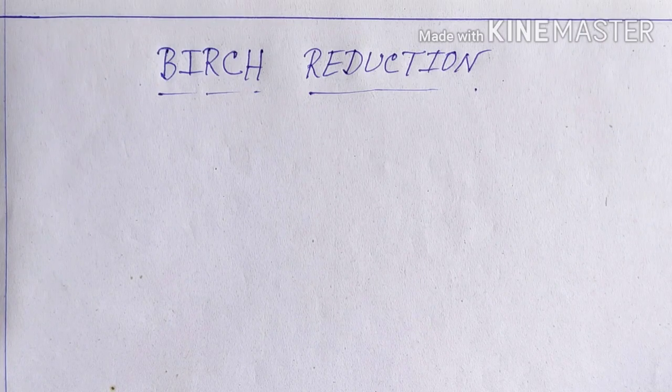In this topic I will mainly discuss a very interesting organic reaction which is known as Birch reduction. In my previous video I discussed magnetic anisotropy, which is another interesting chapter.